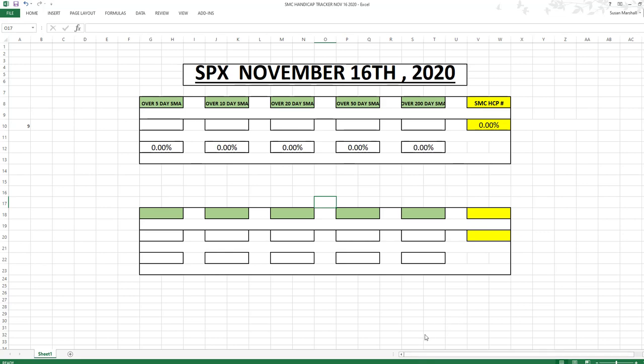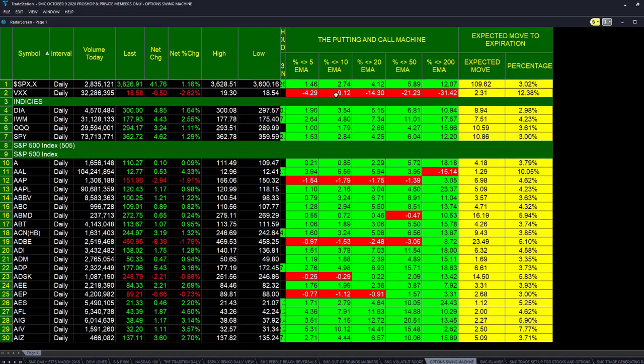So let me show you what we're going to do. We're going to minimize this for a moment. We'll come back to it. And we're going to come to this tool that we call the putting and call machine, or it could be the put and call machine. Staying with the similarities to golf, we call it the putting and call machine, but a lot of times it's where we get our opportunities to trade our options. What does this show? This is a 5 EMA, 10 EMA, 20 EMA, 50 EMA, and the 200 EMA, EMA being the exponential moving average.